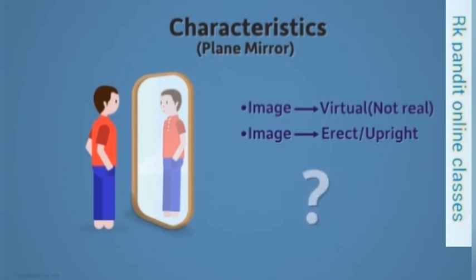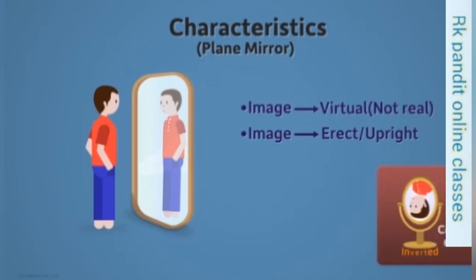For instance, if you look at your image in the mirror, you will see that it's straight or erect. But will it always be erect? Not necessarily. Maybe it's inverted. Well, we can think of inverted as the opposite of upright. Yes, an inverted image means an upside down image. Concave mirrors can form inverted images. The plane mirror never forms an inverted image.